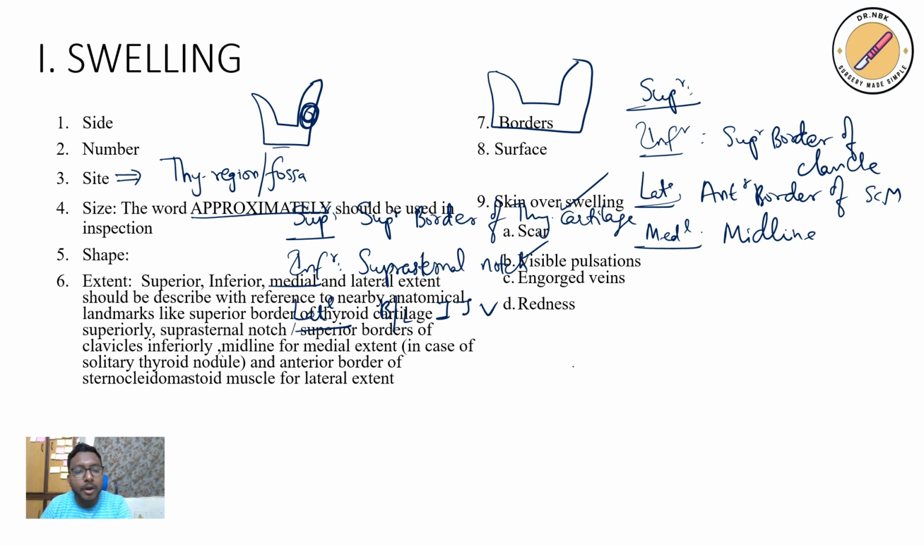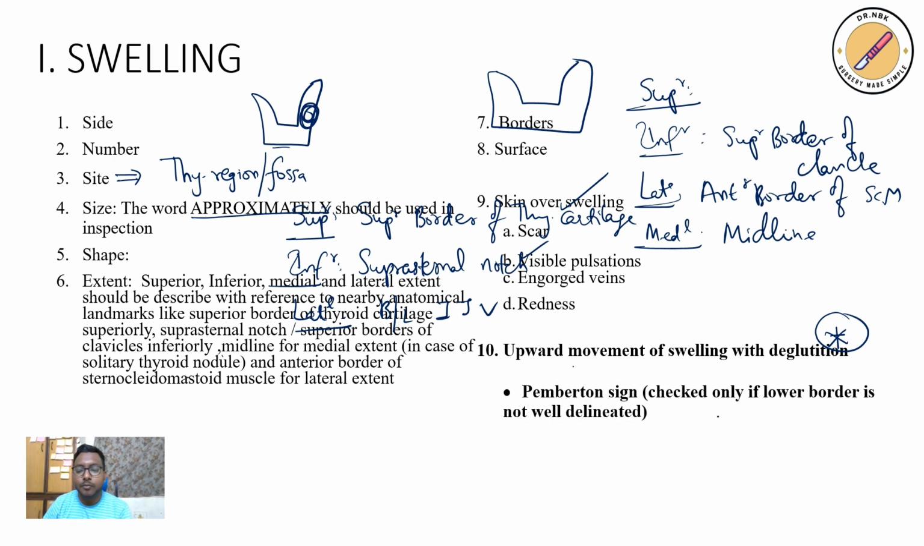Then, most important in thyroid swelling in inspection is upward movement of the swelling with deglutition. It is the most specific point to say it is a thyroid swelling. Whenever we are checking for the borders of the swelling, if you are not able to appreciate the lower border properly, then only we will check for something called Pemberton sign. So how do you check for this?